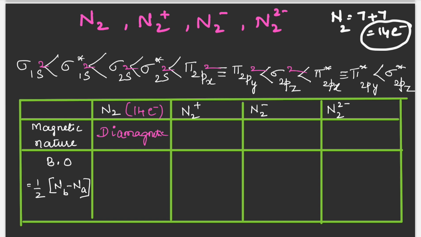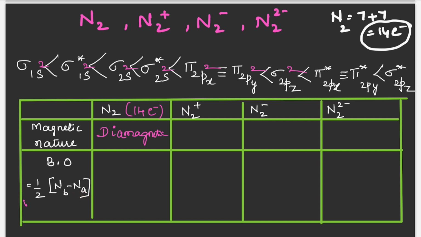Next we are going to find the bond order. Students, to find the bond order, we have the formula here. Bond order is equal to half of NB minus NA. What is NB? NB is the number of electrons in the bonding molecular orbital. NA is the number of electrons in the anti-bonding molecular orbital.